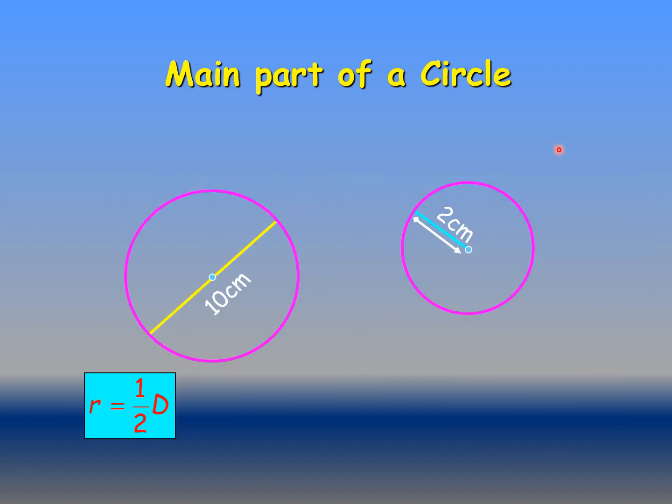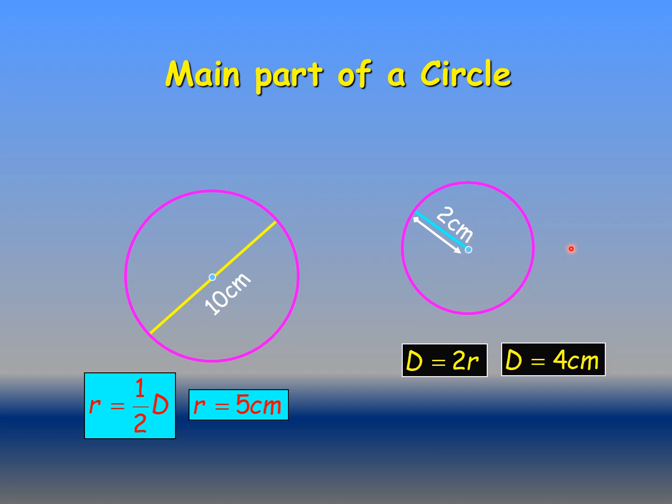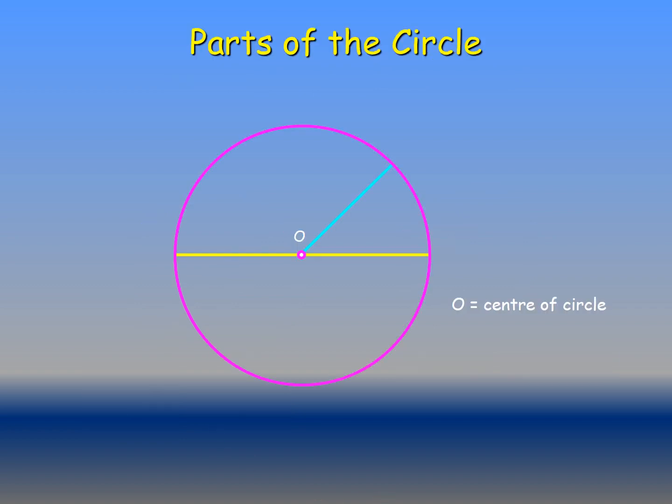So look at this. Here our radius is half the diameter. The diameter is 10 centimeters. So what will be the radius? It will be half of the diameter, 5 centimeters. In this case, the radius is already provided as 2 centimeters. Then what will be the diameter? It will be D equals 2 times r, so 2 times 2 will be 4 centimeters. If the radius is provided, how can we find the diameter? If the diameter is provided, how can we find the radius? These things we already discussed right now.